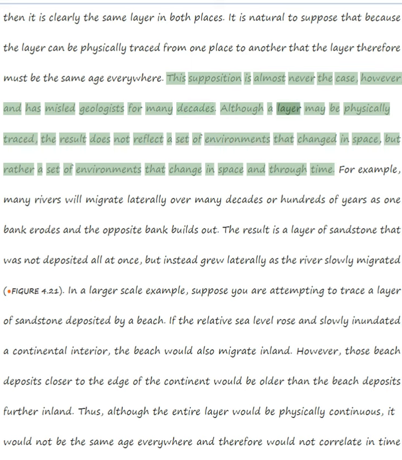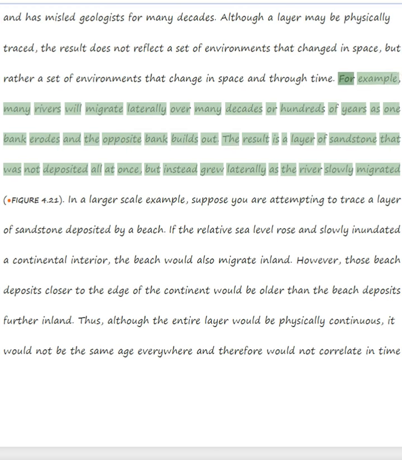Although a layer may be physically traced, the result does not reflect a set of environments that changed in space, but rather a set of environments that change in space and through time. For example, many rivers will migrate laterally over many decades or hundreds of years as one bank erodes and the opposite bank builds out. The result is a layer of sandstone that was not deposited all at once, but instead grew laterally as the river slowly migrated.